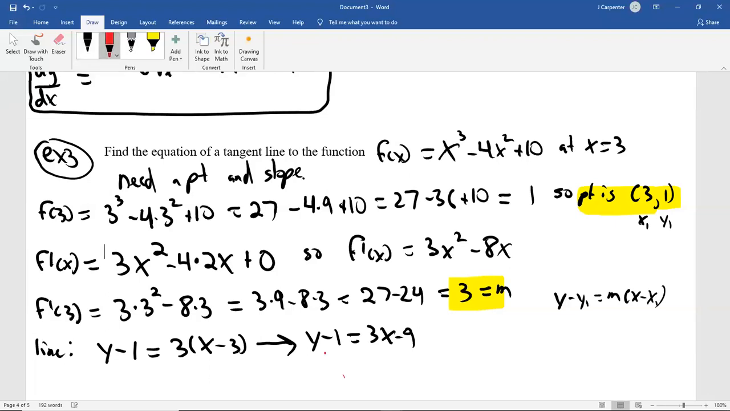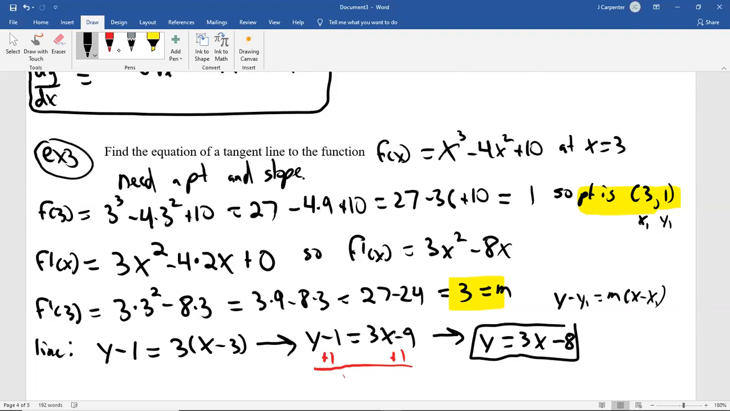I'll show the algebra. Add 1 to both sides. And that gives us y equals 3x. Negative 9 plus 1. How do we handle that? Different signs, subtract, keep the sign of the larger. 9 minus 1 is 8. Sign of the larger is negative, so negative 8. There is our equation of a line. Okie dokie. So that's what they asked for. That's what I asked for.